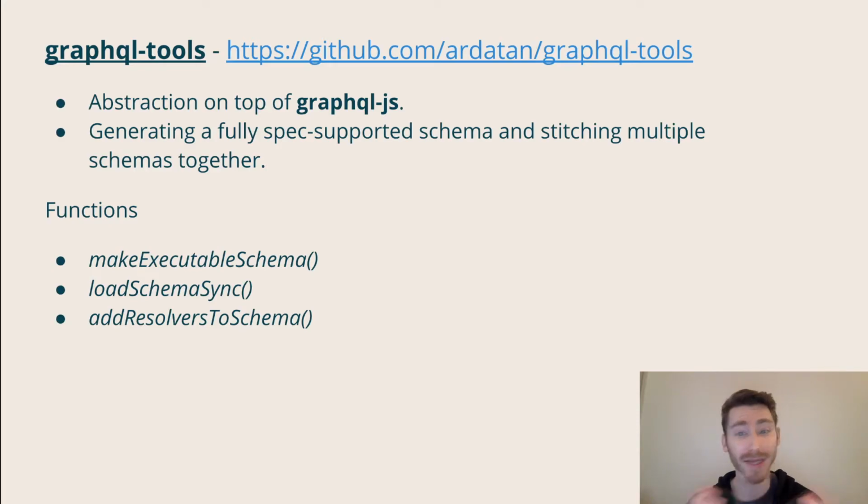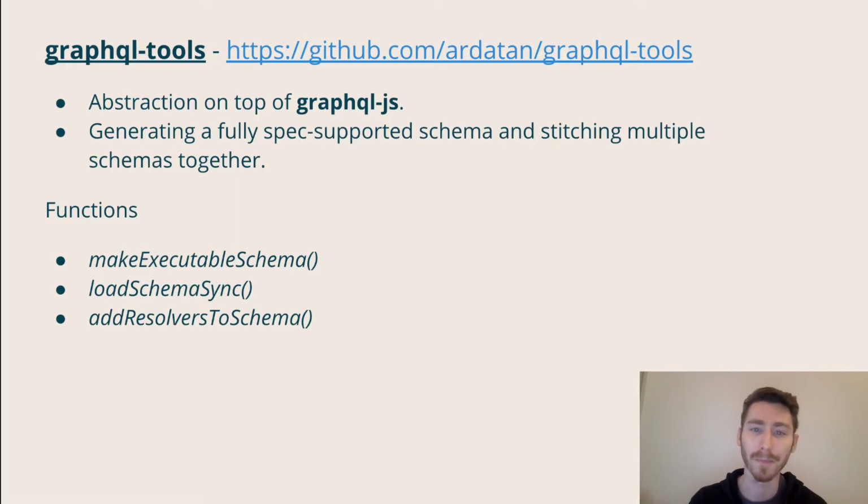GraphQL tools. It's an abstraction on top of GraphQL.js, houses lots of functionality, including generating a fully spec compliant schema and stitching multiple schemas together. Some useful functions are make executable schema, which takes type definition and resolvers, returns a GraphQL.js GraphQL schema instance. There's load schema sync, which you can point this to your source to load a schema from, and it will return a proper GraphQL schema instance, and then add resolvers to schema, takes a GraphQL schema, the instance, and the resolvers, and then returns an updated GraphQL schema.